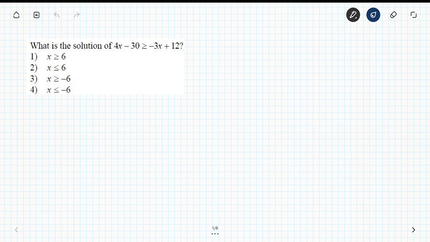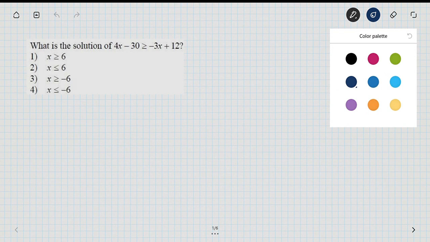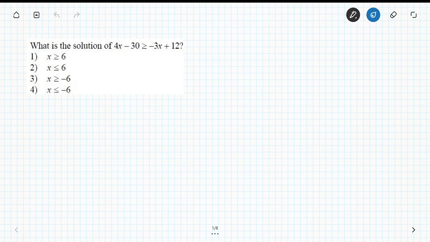So today we're talking about solving linear inequalities. The very first thing that you want to do is put the x's with the x's and the numbers with the numbers. So for example, I'm going to rewrite my problem. Sometimes that helps me a lot. 4x minus 30 is greater than negative 3x plus 12.